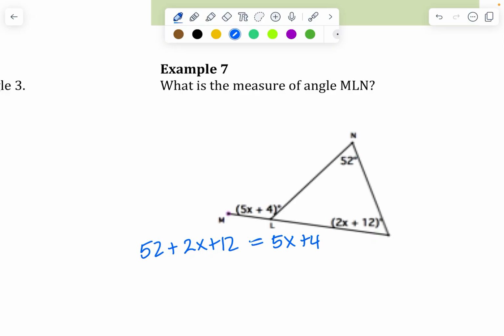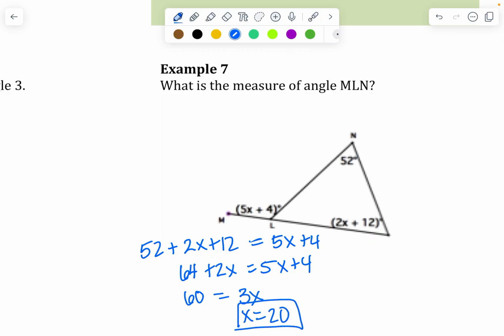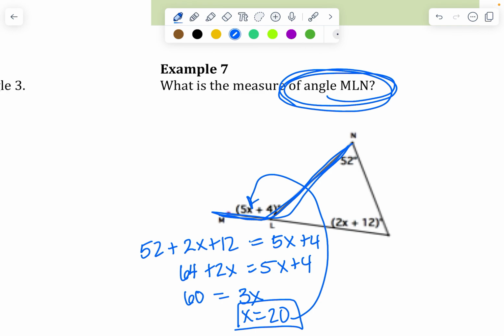So we're going to add up this and solve. I recognize I don't have x squared, I just have x's. So I'm going to move things around. I'm going to get 60 to equal 3x, and x equals 20. Just making sure that we're answering the question of finding angle MLN. MLN is right up here. So we're going to plug 20 into x in that angle. So 5 times 20 plus 4 is 104.